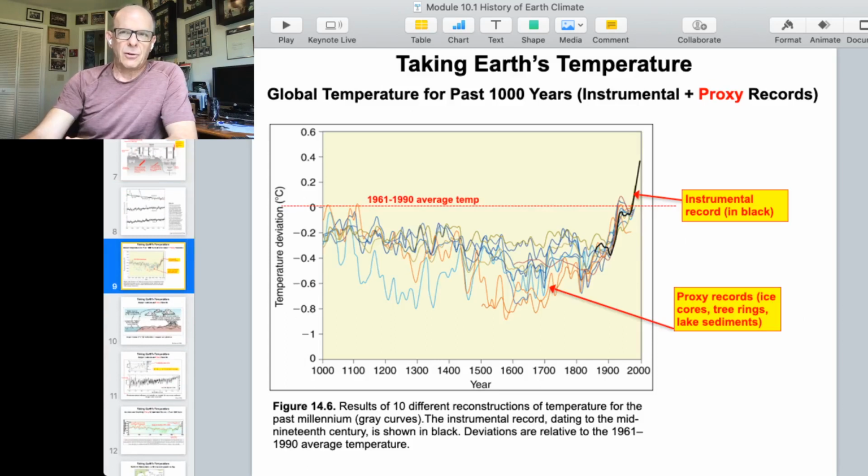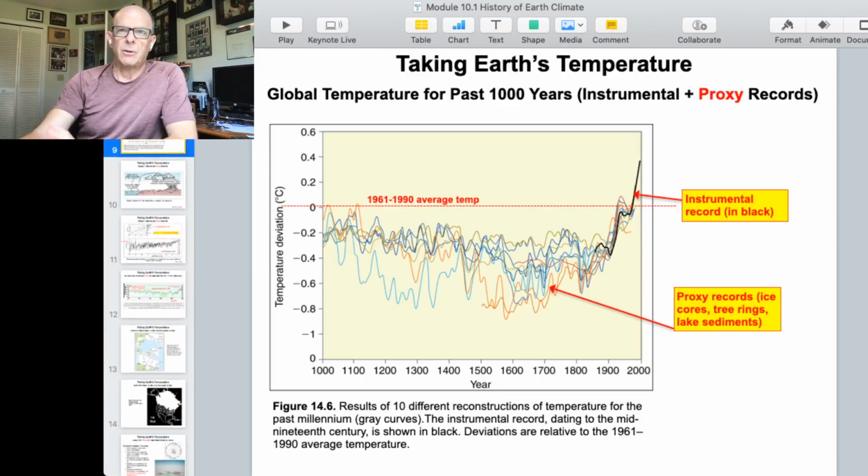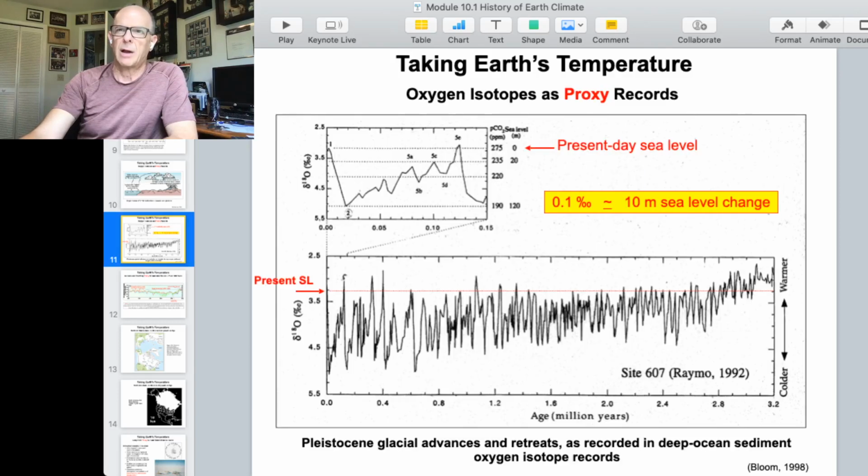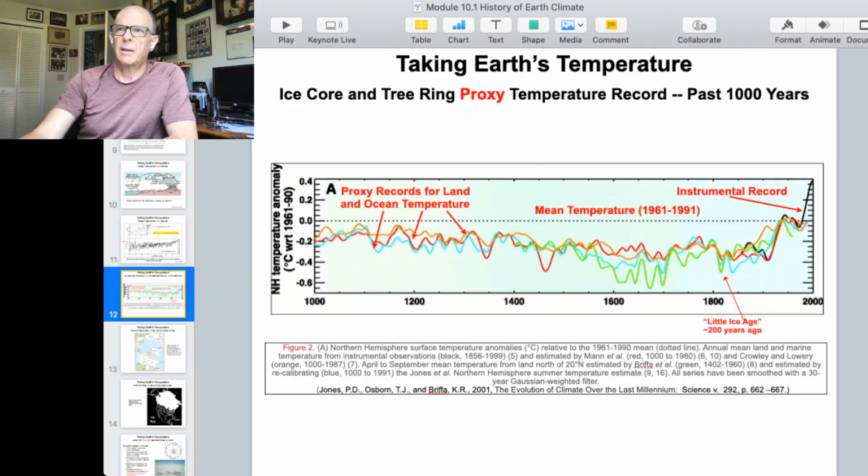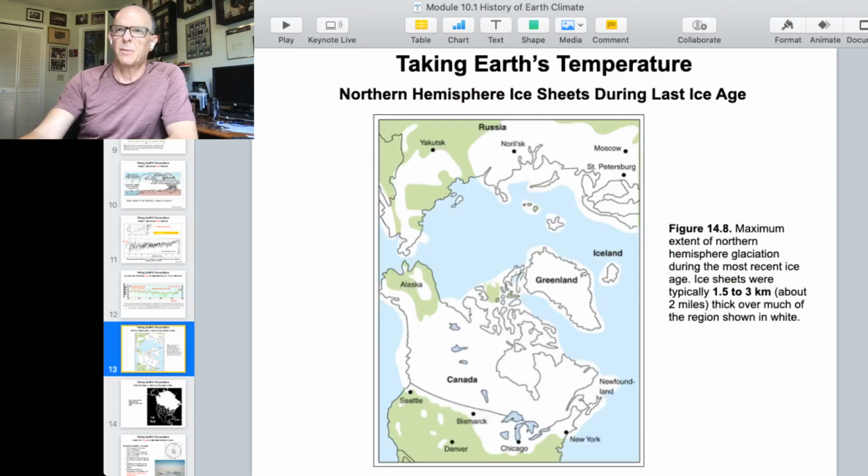The next few slides are just showing various instrumental records going back various distances in time of what the historical temperature has been. This one goes back 1,000 years. This one goes back a few million years. This one goes back 1,000 years again. And you can see that there are fluctuations in the temperature on these various time scales, and we now have a sharp and sudden increase in the modern time scale.